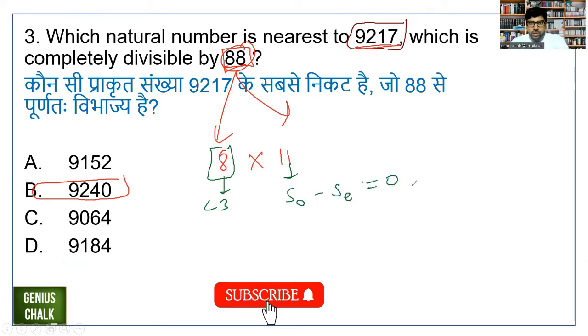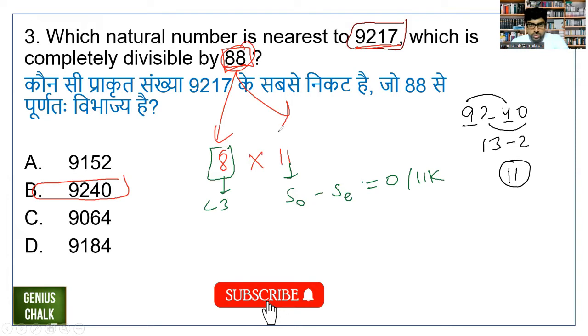So this has to be 0 or a multiple of 11. Now let's check this. Say we have the number 9240. If you check, 9 plus 4 is 13, the sum of the odd digit places, minus 2 plus 0, that is 2, and that is coming out to be 11. So this is divisible by 11.